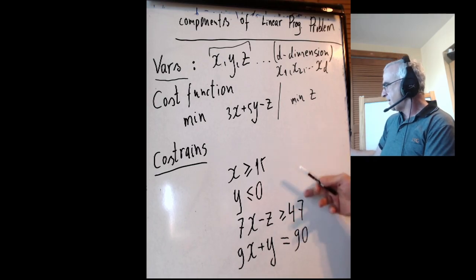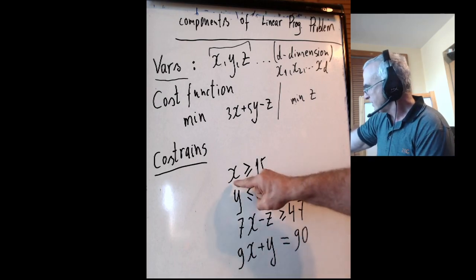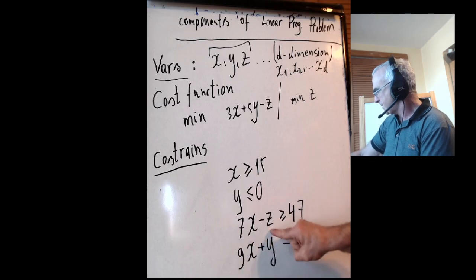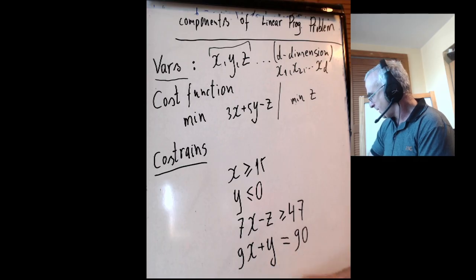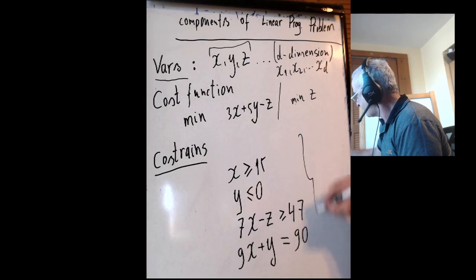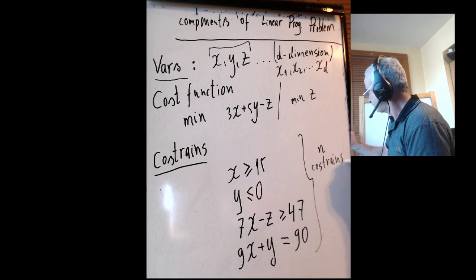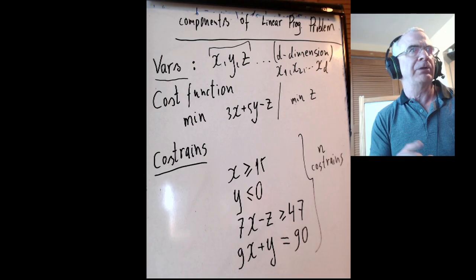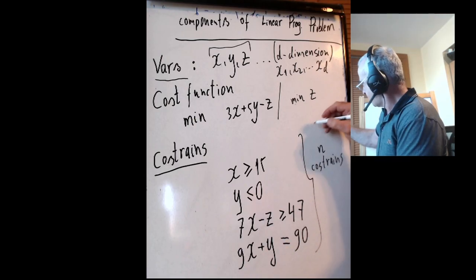And now comes a list of constraints. Again, each one of them should be linear. For example, x is larger than 15, y is negative, 7x minus z is larger or equal to 47, 9x plus y equals 90. Each one of them involves the variables, and we have n constraints. So the letter n will be reserved to denote the number of constraints. So in this case, n equals 4.